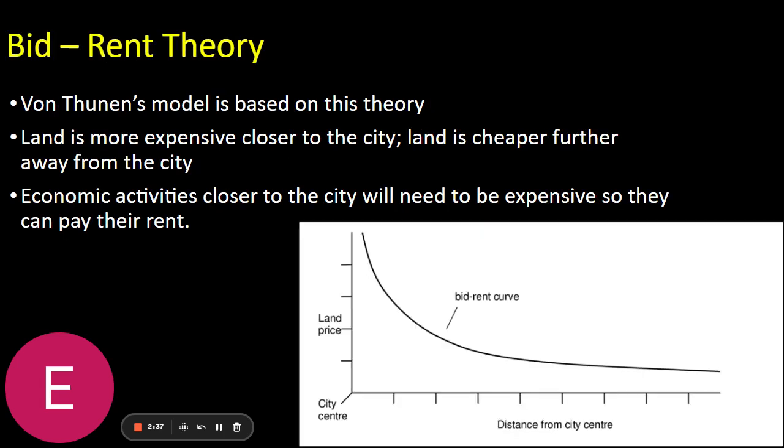All right, so, bid rent theory. We talked about this last lesson. Von Thunen's model is based off of this theory, which is that land is going to be more expensive closer to the city, and the further away you get from the city, the land will be cheaper. Closer to something important. It could be a city, but it could also be something important for the people, like a mall or a market.